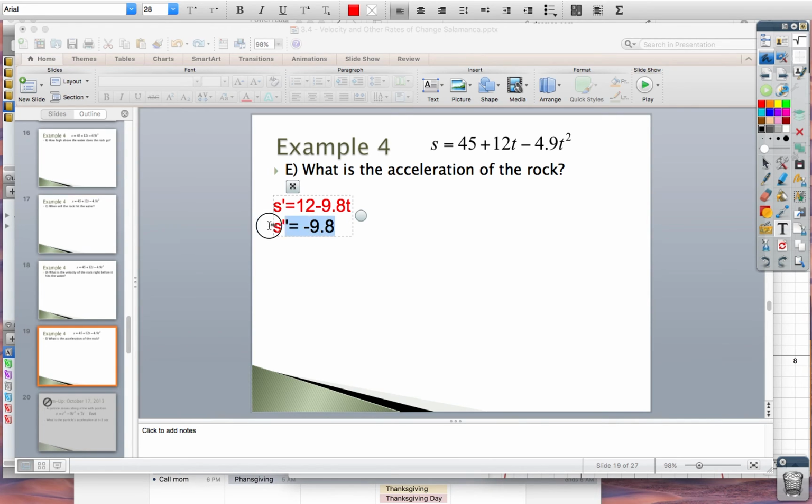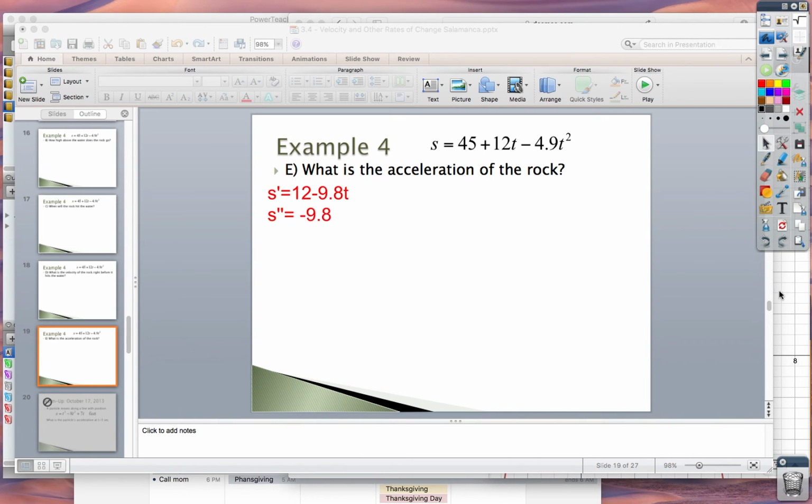So the acceleration of the rock, if you take a look at what we've done, is negative 9.8, which means this is really just gravity pushing down on it. So the acceleration of the rock is the same thing as gravity. And that makes sense because if you consider, we threw the rock up into the air.